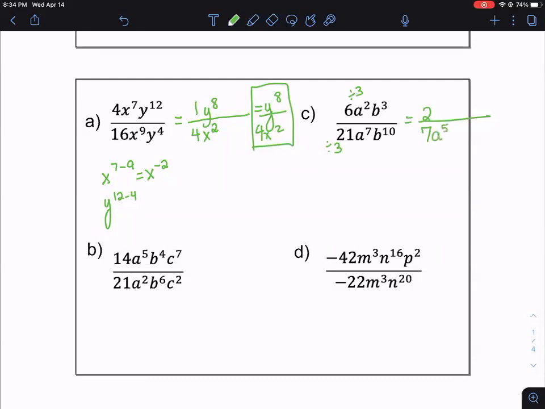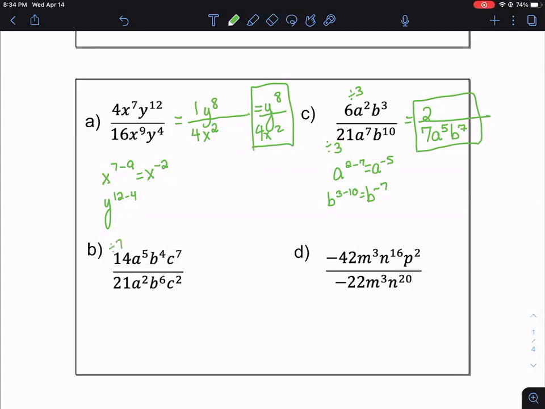The 2 is smaller, so it would be a to the 5. But again, if you need to do this, go for it. And then b to the 3 minus 10 would give me b to the -7. So that would go in the bottom as positive. So basically, if the exponent is larger on top, it will go on the top. And if it is larger on the bottom, it will go in the bottom.